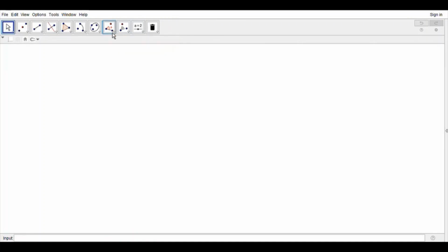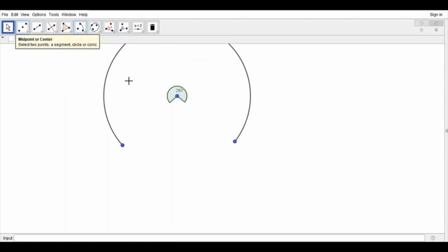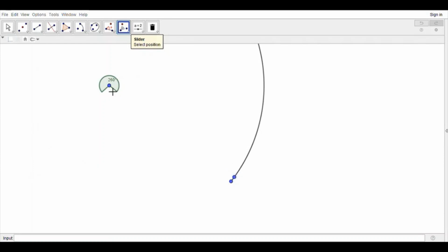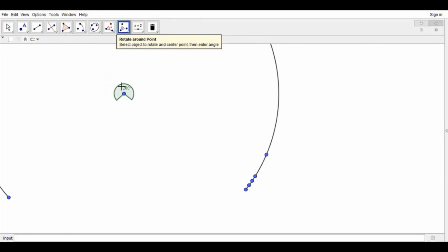First, I'm going to construct the 260-degree angle. Then construct its arc. Second, I'll be doing the rotation of this point around the central point with 2 degrees 3 times. Now I'll be doing the rotation of the same point around the same central point but with 50 degrees.